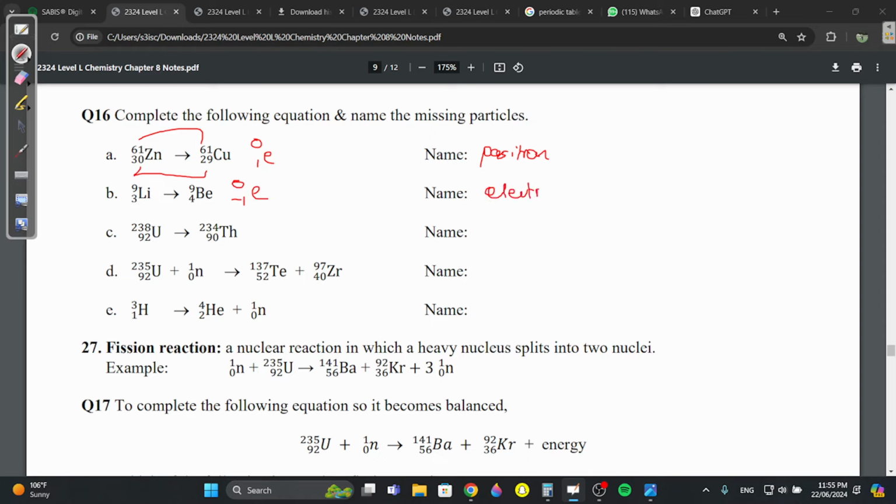Just write electron. Here 92 minus 90 is 2. 238 minus 234 is 4. So it's going to be alpha, or you could say helium nucleus. 235 plus 1 is 236. 137 plus 97 is going to be 234. So you're going to be missing 2 over here.